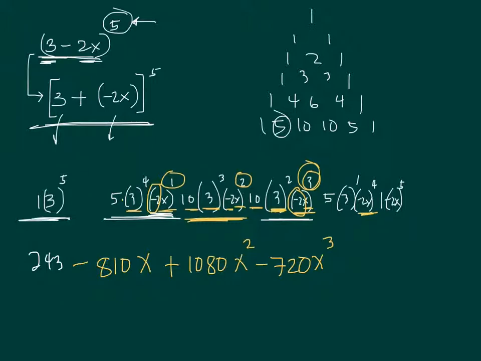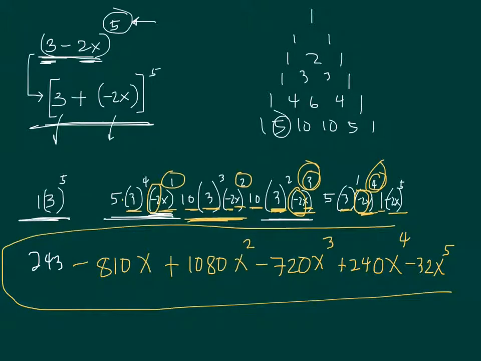And then negative 2 to the 4, so you see the negative 2 here to the 4, that's positive 16, times 3 is 48, and then times 5, you have positive 240, and then the x is raised to the 4. Then finally, that's 1 times negative 2x to the 5th. Negative 2 to the 5th is equal to negative 32. So you have negative 32 and then x to the 5. So this is the expansion of 3 minus 2x to the 5.